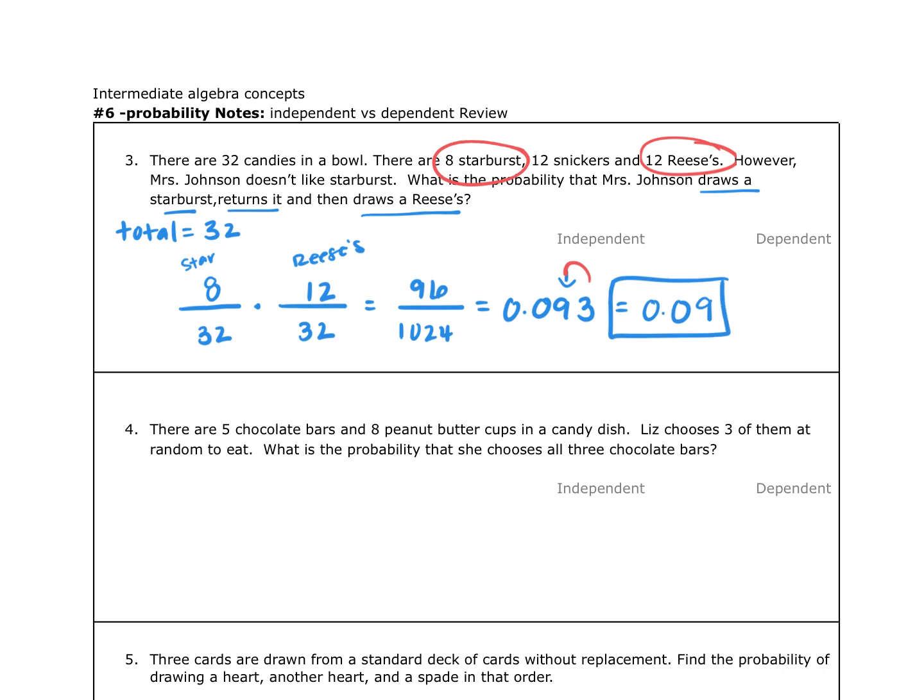Okay, now I'm going to go back and look at my bottom numbers. If they're the same, it's independent. If they're different numbers, it would be dependent. Because they're the same, it's going to be independent.